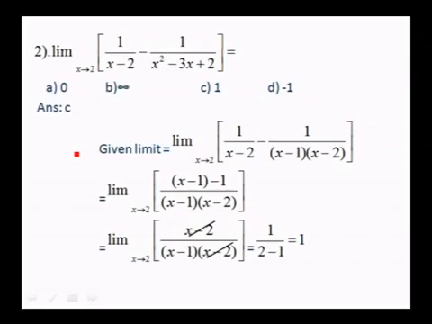If you consider this problem, you cannot apply L'Hopital's rule here, because it is not of the form 0 by 0 or infinity by infinity. Therefore, you take the LCM here in the denominator, try to factorize this one. It is x minus 1 into x minus 2, x minus 1 into x minus 2 is the LCM. It is x minus 1 minus 1 in the numerator. So, if you cancel x minus 2, you get 1 over x minus 1. Now, allow x to tend to 2, 1 over 2 minus 1 is equal to 1. So, 1 is the option. Answer is C.